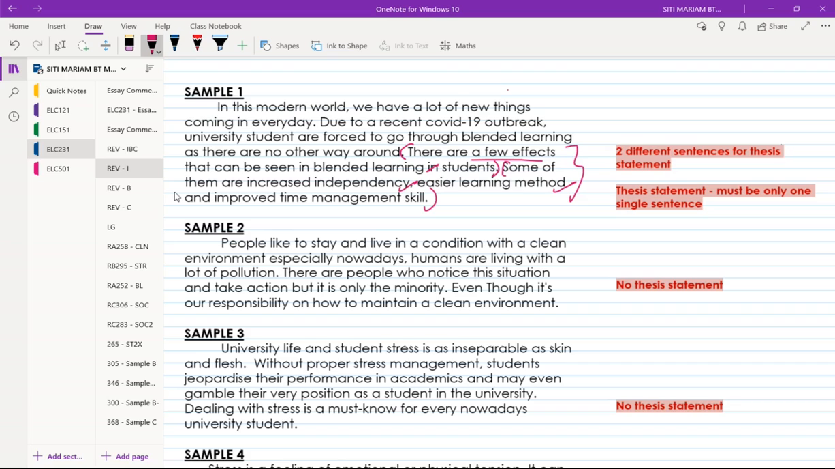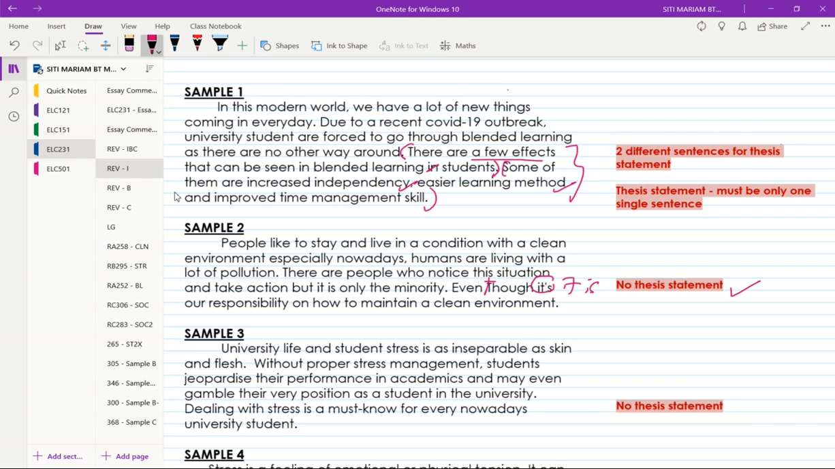Okay, sample 2. What happened here is that there is no thesis statement. So take a look at the second last sentence: there are people who notice this situation and take action, but it is only the minority. Even though, before we move on, even though here is wrong because of course you cannot have capital letter in the middle of the sentence, except for if it is a proper noun. Another one is it's. So do not have any contraction of spelling. It should be it is our responsibility on how to maintain a clean environment. So as we can see, there is no thesis statement here.